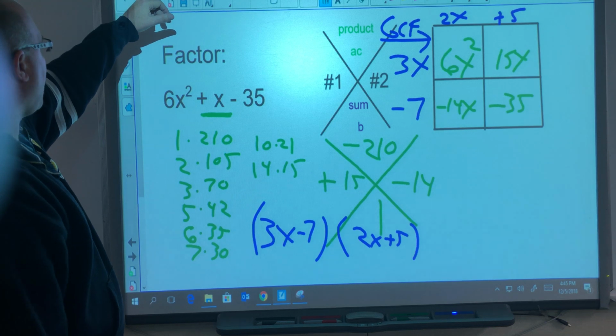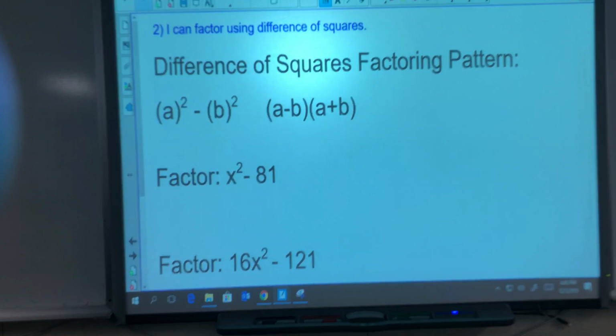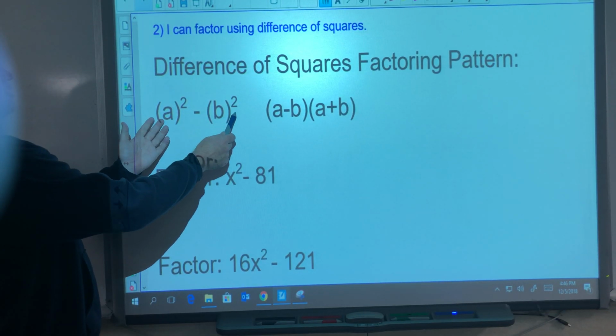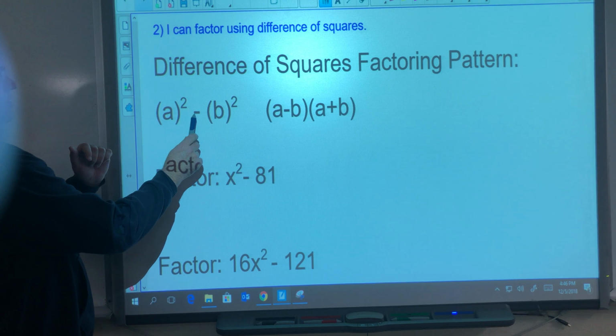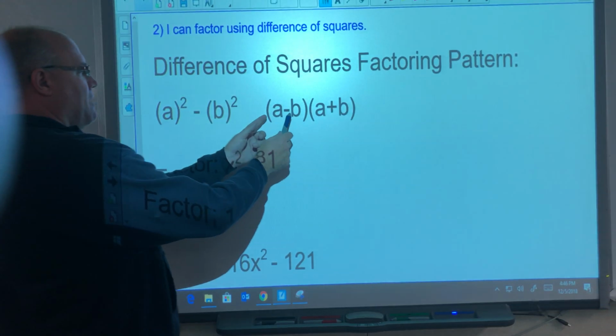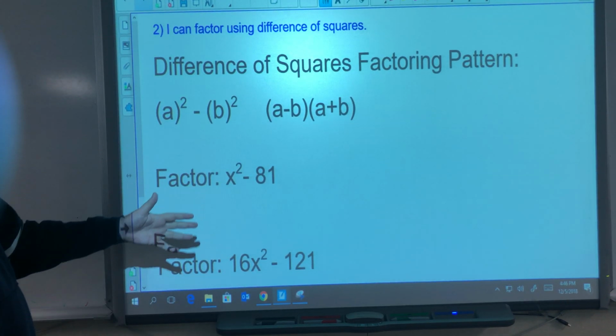One other factoring pattern we discovered the other day is this idea of difference of two squares. All right, so if we have a squared minus b squared, so difference, subtraction, two perfect squares, it comes out to be just a minus b times a plus b. All right, so let's look at a couple examples.